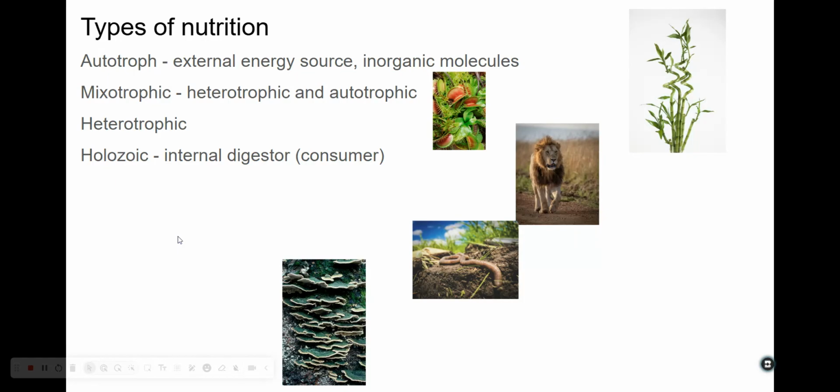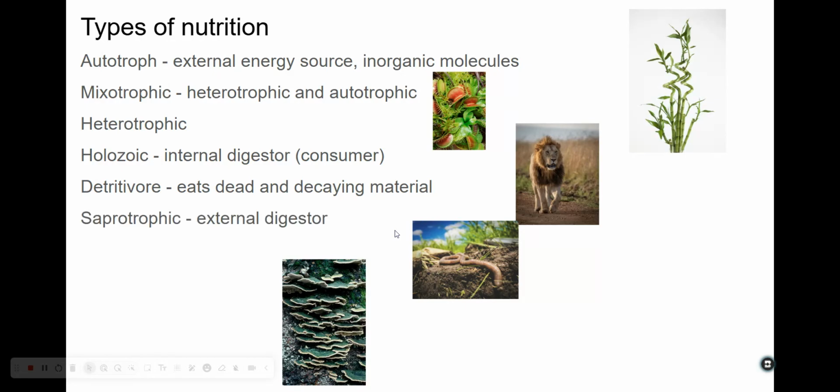And then we have different categories of those. We have our lion, which is a consumer, an internal digester. This is both our predators and our herbivores. Then we have our detritivores, like the roundworm, which eats dead and decaying material, but it still is digesting internally. So these are both consumers and heterotrophs. And then we have our saprotrophs, which are external digesters. They secrete out digestive enzymes and then pull in just the nutrients.